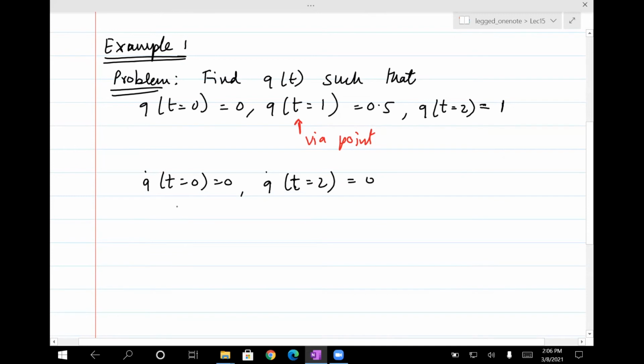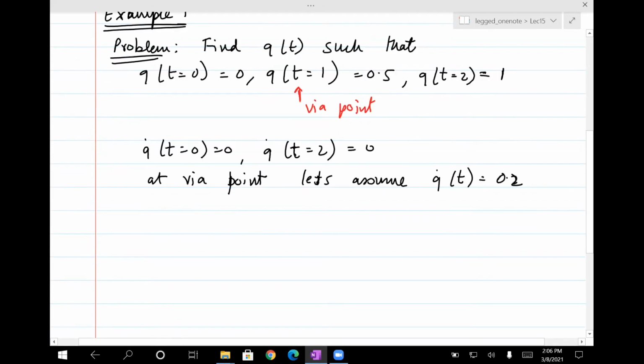So in this case, at the via point, let's assume q dot of t is 0.2. Okay, so 0.2 is the velocity in some unit, but it could be 0, it could be 5, whatever. Most of the time, you don't specify a speed, you just set it to 0, and then it just proceeds. Now, let's look at this problem closely.